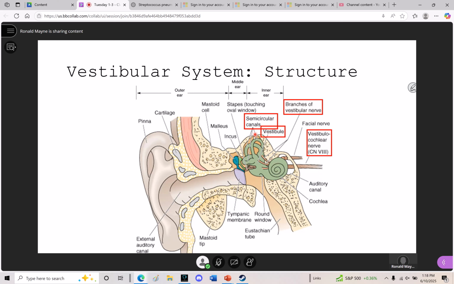Okay. On the other side, you've got 3 loops. These are semicircular canals. And then between the semicircular canals and the cochlea, you've got the vestibule. Also shown in this picture are the vestibular nerve and cochlear nerve. Together they make up the vestibulocochlear nerve. Vestibular nerves are going to go to our semicircular canals and the vestibule. The cochlear part goes to the cochlea.